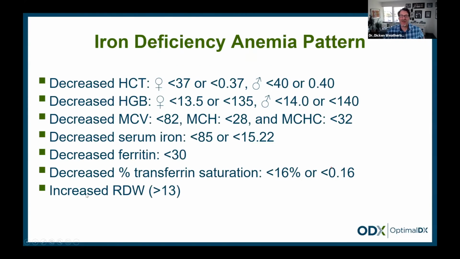Let's take a look at our pattern here. So the patient is going to be anemic. They're going to have decreased hematocrit, decreased hemoglobin, decreased MCV, remember microcytic, decreased MCHC, hypochromic, hallmark sign of the iron deficiency anemia. You're also going to see decreased serum iron below 85. You're going to see the ferritin levels starting to go below 30. You're starting to get a decreased transferrin saturation below 16, and your RDW levels are going to go up. So very classic hallmark sign of an iron deficiency anemia.